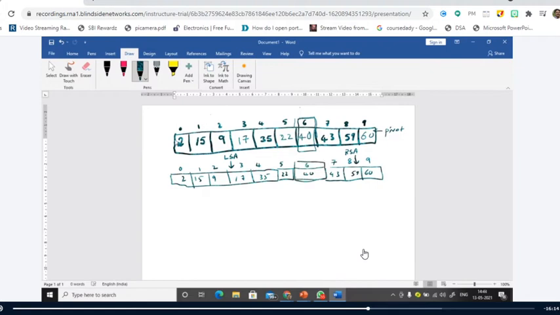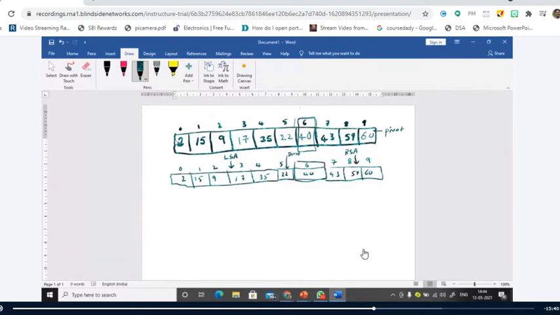Now let us do one more step. For the left subarray, I am going to apply the quicksort algorithm. What is the first step? Selecting the pivot element. Previously, what is the method you have chosen for selecting the pivot? Rightmost element. So for this left subarray, what is the rightmost element? This one, 22. That means the element which is present at the 5th index.